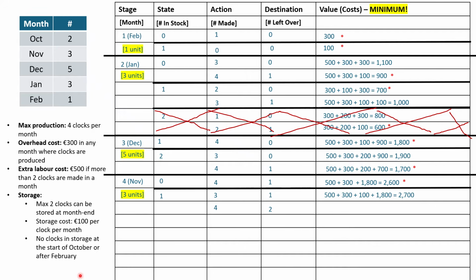So that is optimal. So if we had 1 in stock, then we have to make at least 3, gives us our 1 left over. Then we need to think about the storage for this one, which is 100, making 3, which is our 300 plus 500, and then that leftover 1, which again links to this line here, which is 1800. So we get 500 for our extra labor, 300 for our overheads, 100 for our storage, and our 1800. So that's our 2700. But we can make even more.